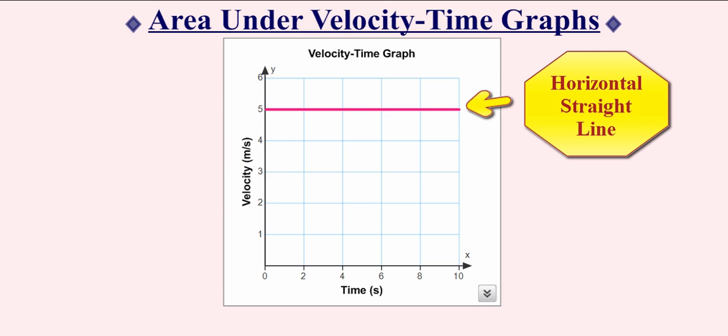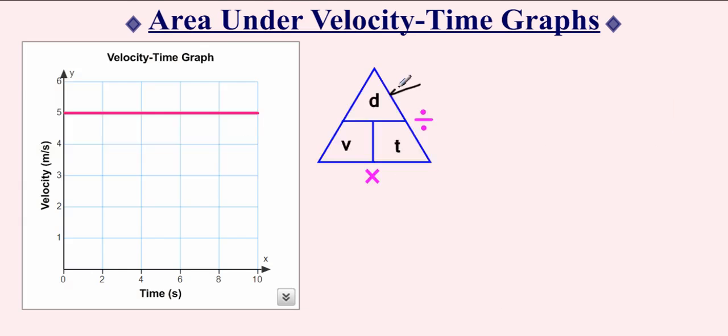Now let's assume I have a horizontal straight line, and this line represents an object moving at a steady speed, which means it's neither increasing nor decreasing. And the value is 5 meters per second. The time taken to move is 10 seconds. So if we want to calculate the distance, we have two ways.